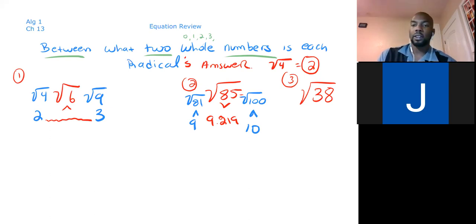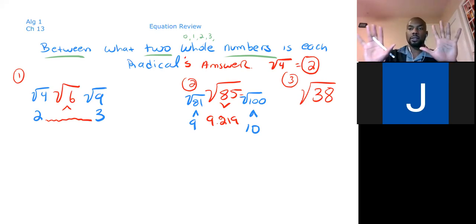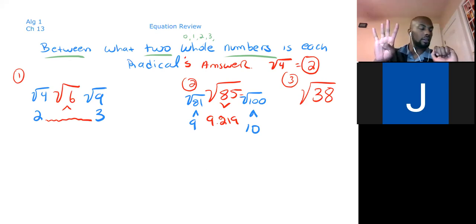Let's see if you can figure out the last one on your own. Between what two whole number answers is the radical of 38? I'll give you 10 seconds. All right, that is time. Let's see what we got.